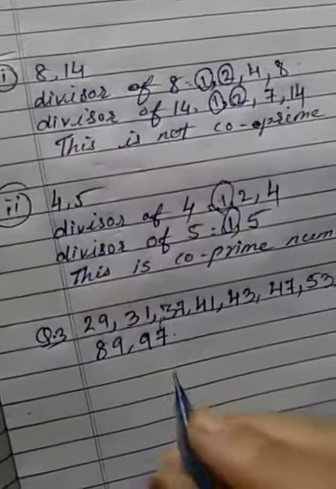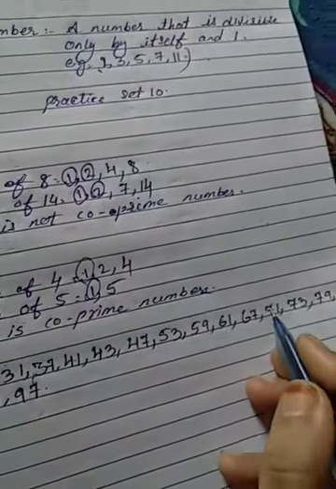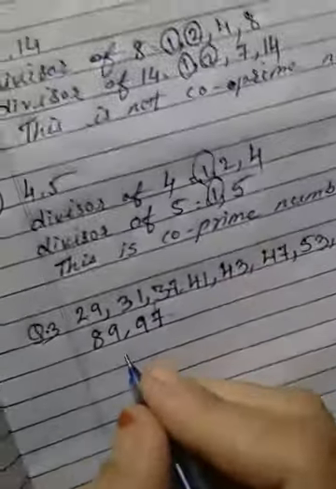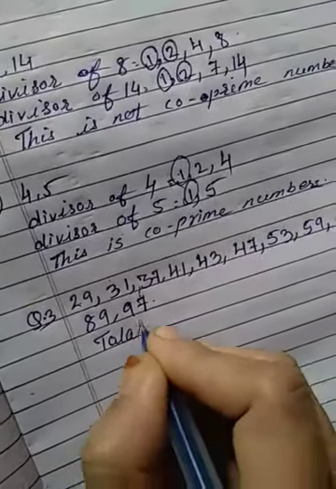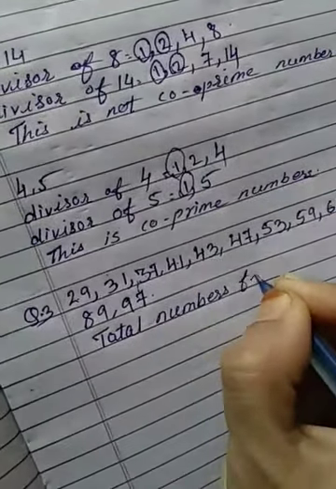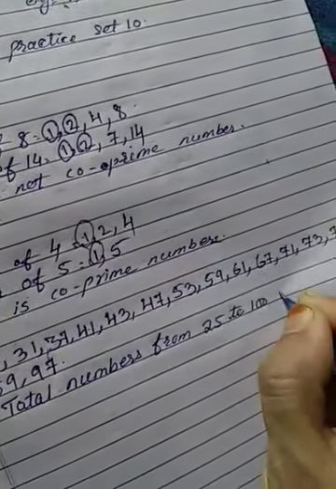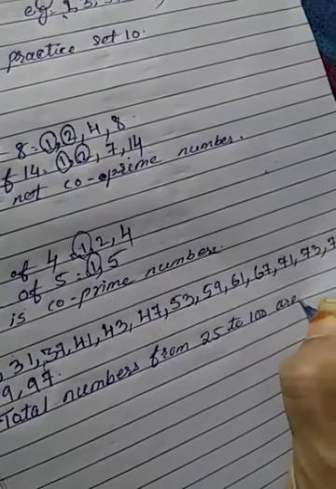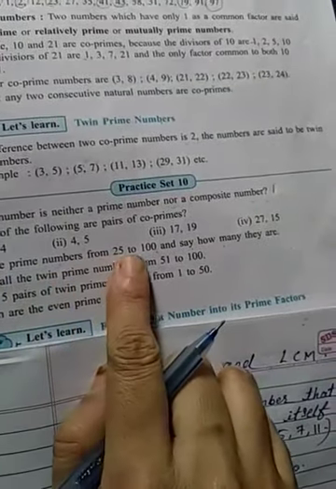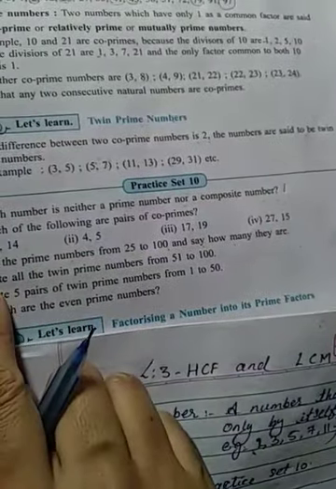So now count it. 1, 2, 3, 4, 5, 6, 7, 8, 9, 10, 11, 12, 13, 14, 15, 16. Now write it. Total numbers from 25 to 100 are 16. Here it is asking what? List the prime numbers from 25 to 100. Say how many they are. Clear? Now see the fourth question.